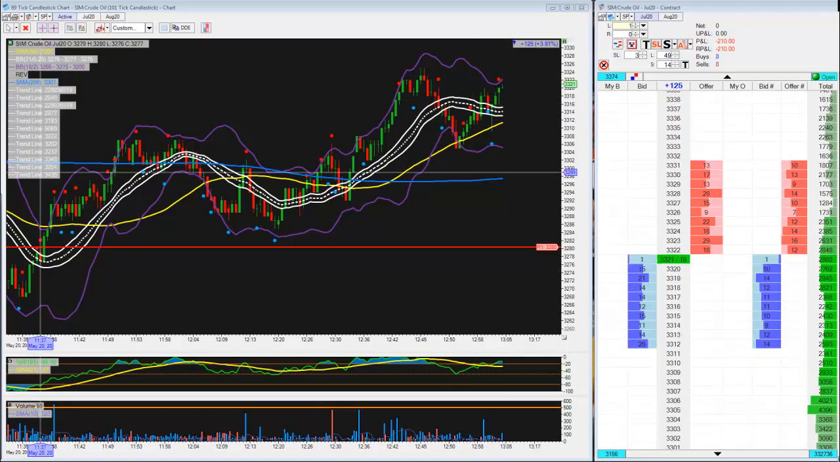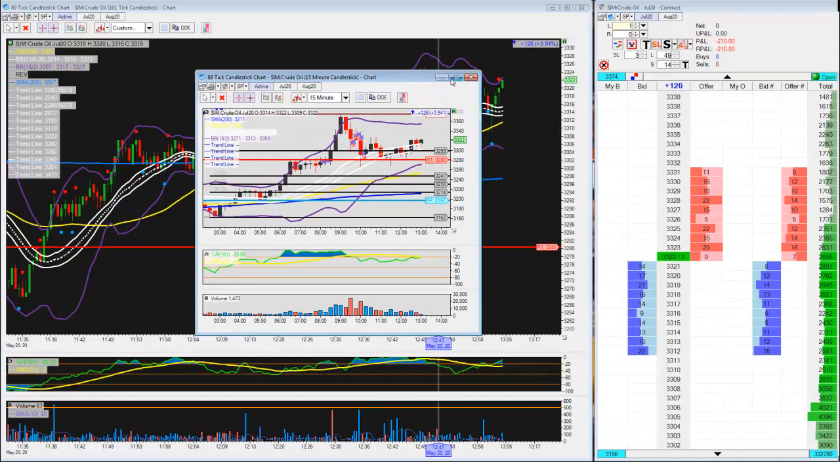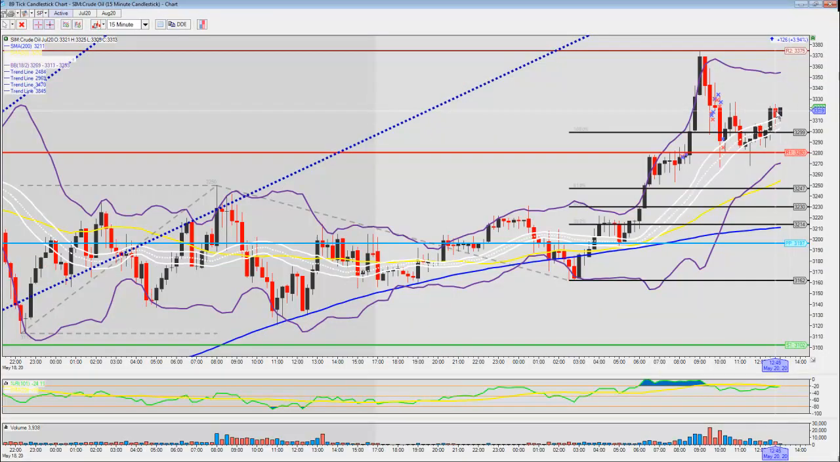Alright, so looking at the 15-minute chart, let's see what we see. So we've been hanging out right here. It's trying to bust out. There's your high of the session. Another ascending triangle, perhaps, and breaking up. Let's see some volume here.